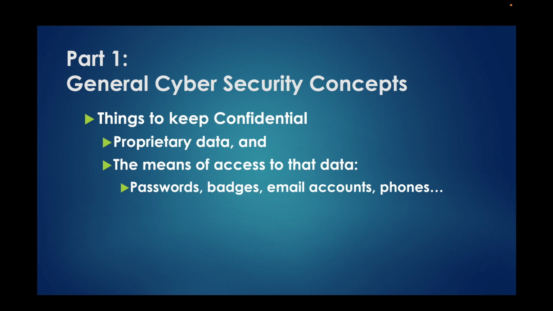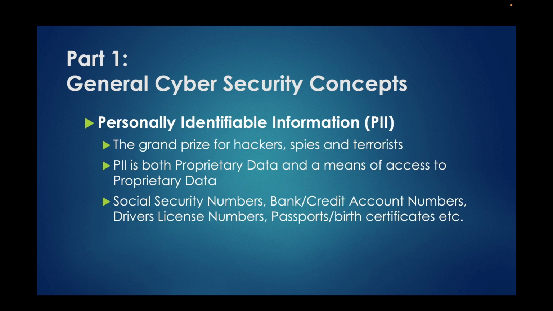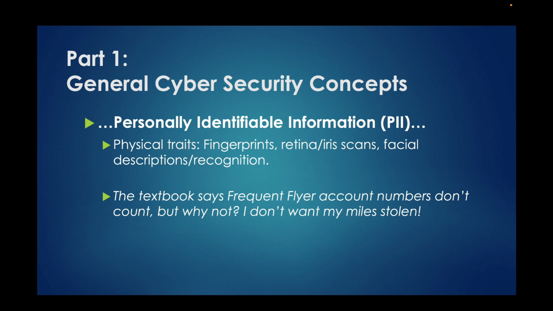What do we need to keep confidential, that is, secret? Broadly speaking, there is proprietary data and the means of access to that data, typically passwords, badges, email accounts, phones, etc. Personally identifiable information, or PII, ranks at or near the top of the list of confidential information to defend, both in its own right and as the keys to unlocking other confidential information. Social security numbers, bank account numbers, credit card account numbers, driver's license numbers, passports, birth certificates, physical traits, fingerprints, retina scans, iris scans, facial descriptions, or recognition.